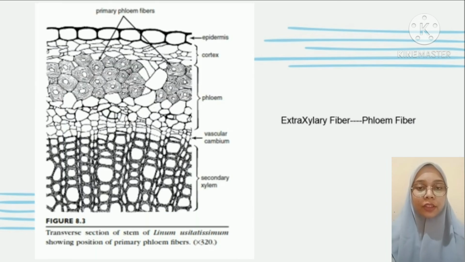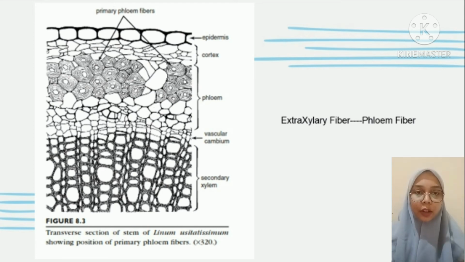And then in the picture, as you can see, those are primary phloem fibers. This is a transverse section of the stem of Linum usitatissimum showing the position of primary phloem fibers. The cell walls of the extraxylary fibers are often very thick. In the phloem fibers of flax, the secondary wall may amount to 90% of the cross-sectional area of the cell.